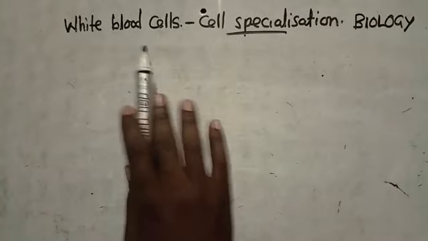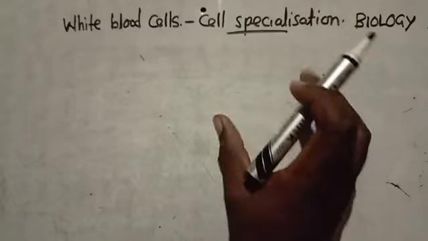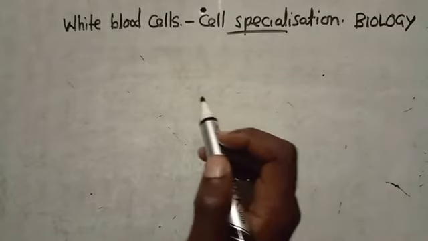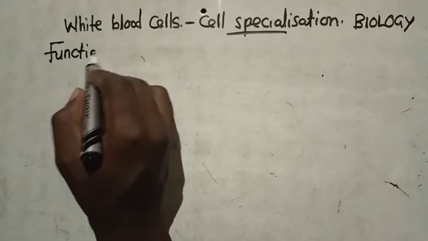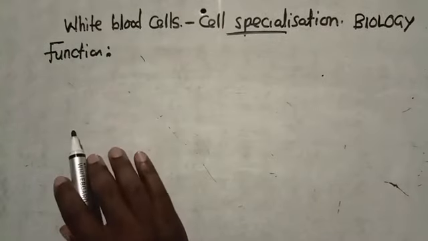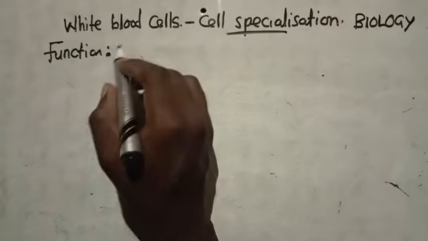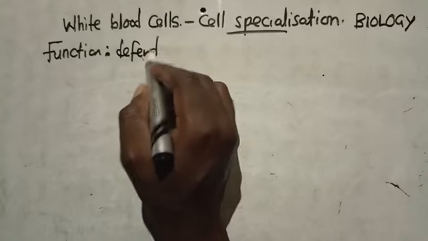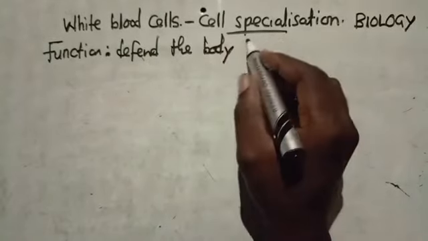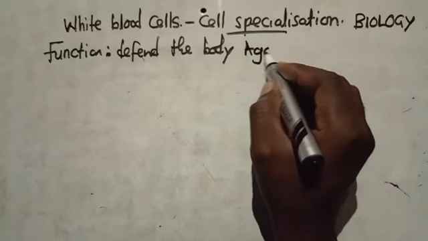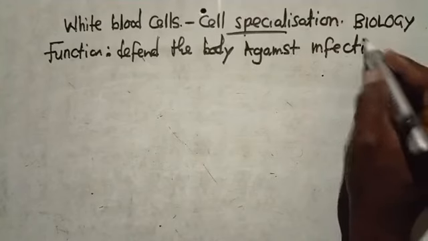A white blood cell is one of the specialized cells. So it has its own specific function. Whenever we are talking about the function of white blood cells, you need to understand that one of the functions is that they defend. They defend the what? They defend the body against what? Against infections. This is what you are supposed to know.